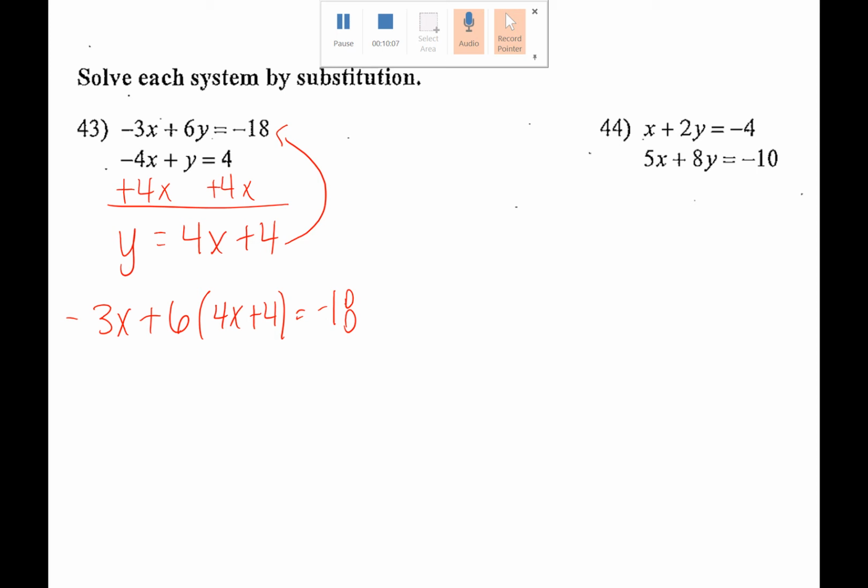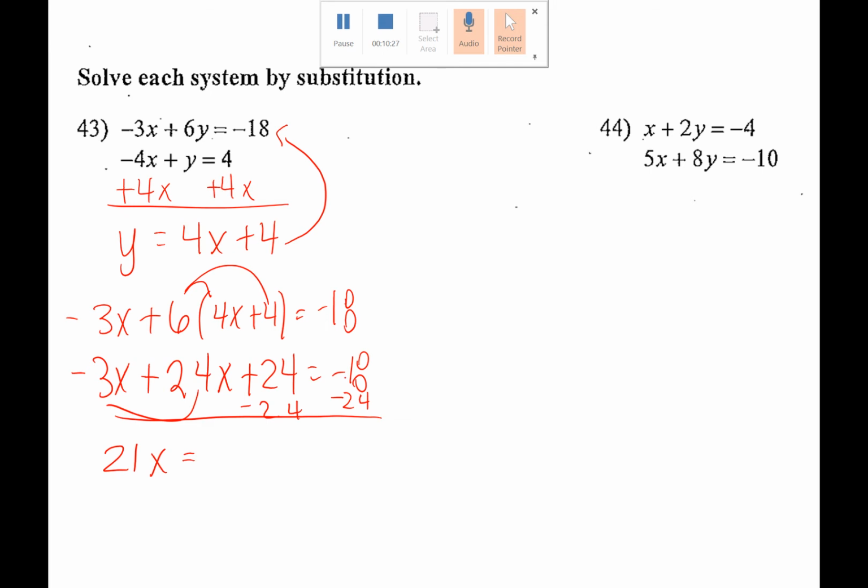So, let's go ahead and distribute. I'm going to have negative 3x plus 24x plus 24 equals negative 18. I'm going to go ahead and combine my like terms. That's 21x, and then subtract 24, which is basically adding it to 18. 8 plus 4 is 12. Carry that 2. And 2 and 1 and 1 makes 4, so that's negative 42. So x is equal to negative 2.